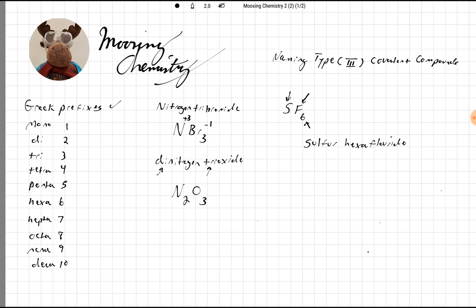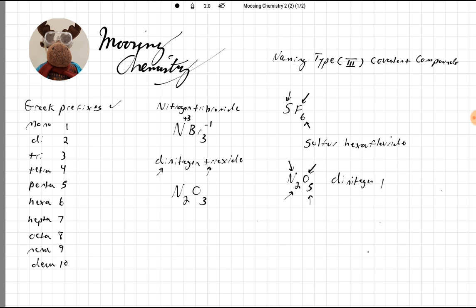Wow, pretty snarly, huh? Let's try another one. Let's try N2O5. How about that? So we're going to write down N2O5 there. Notice we have the element nitrogen. We have the element oxygen. We have the number 2. And we have the number 5. So we call that dinitrogen. That's our first one.